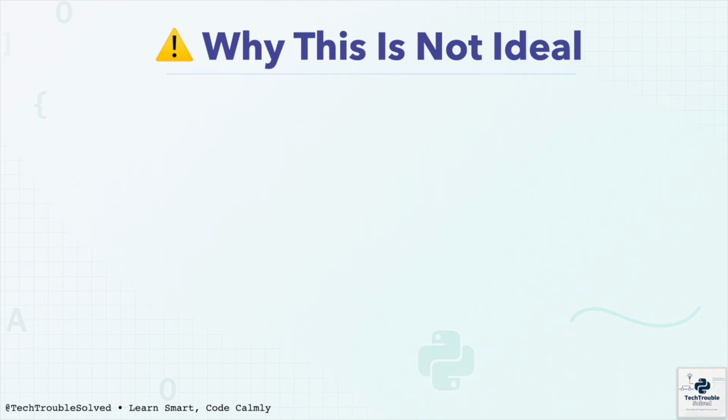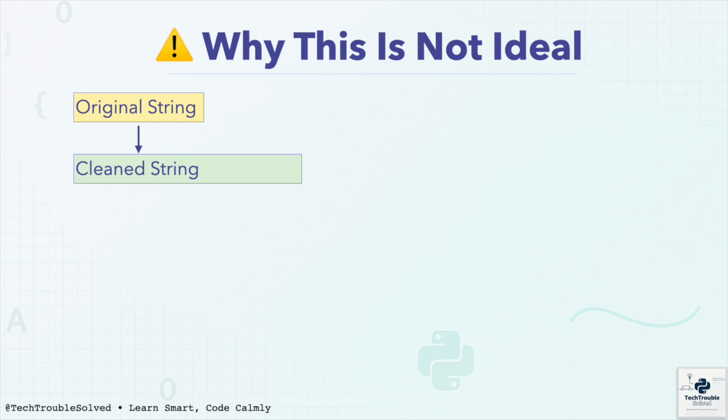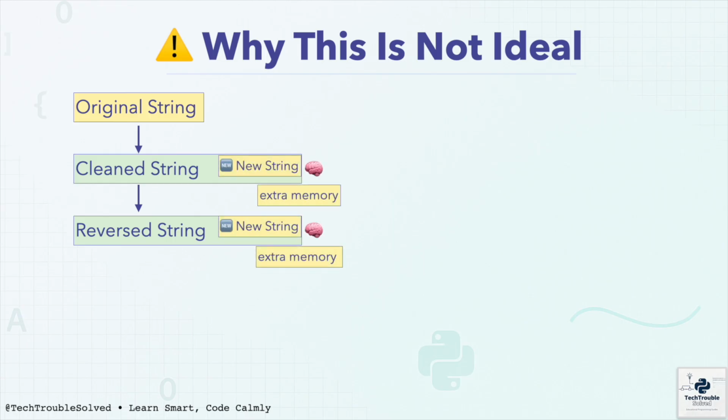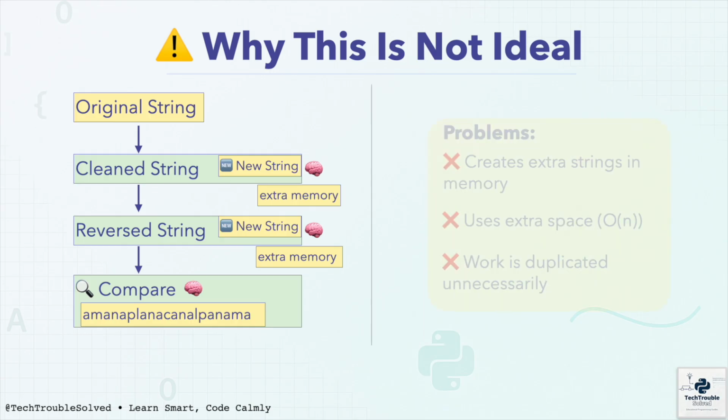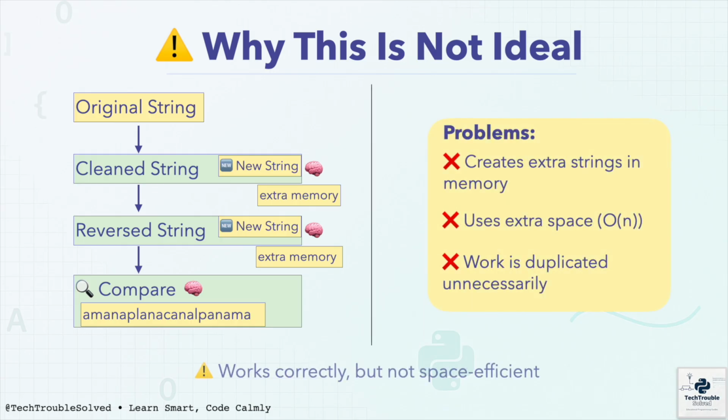Let's understand why this approach is not ideal. To solve the problem this way, we create a cleaned string and then we create a reversed string. That means we are creating new strings in memory. This increases space usage to O of n and also duplicates work unnecessarily. So, while this approach is correct, it is not space efficient, which is something interviewers care about.